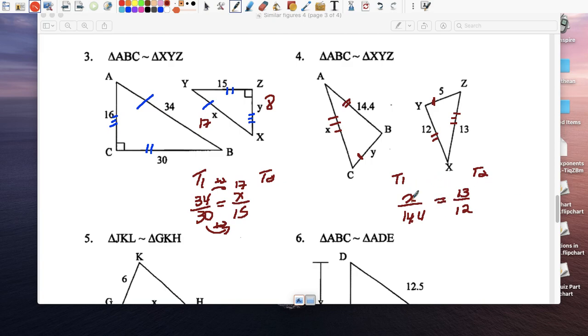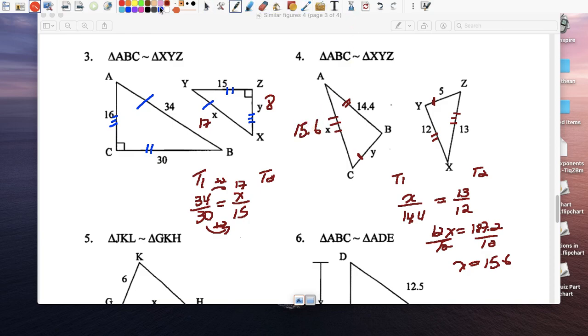So now this one I'm going to cross multiply. I get 12x equals, what is that? 14.4 times 13 equals 187.2. We're going to divide both sides by 12, and x equals 15.6. So I'm going to come over here and write 15.6.